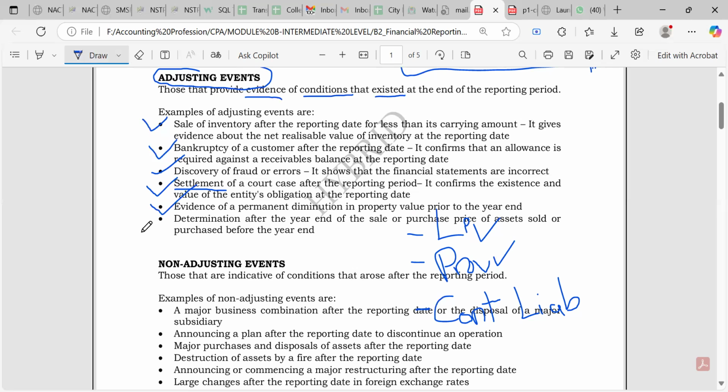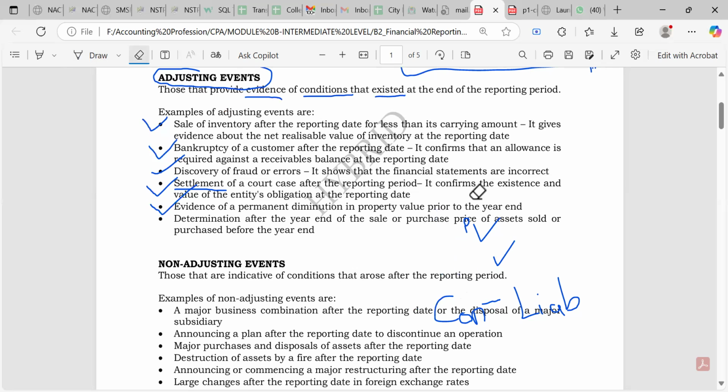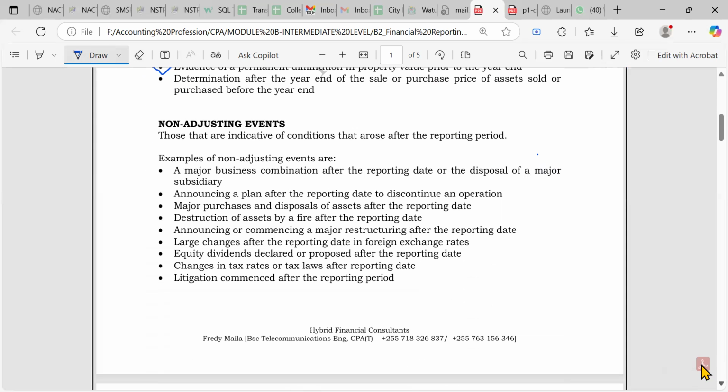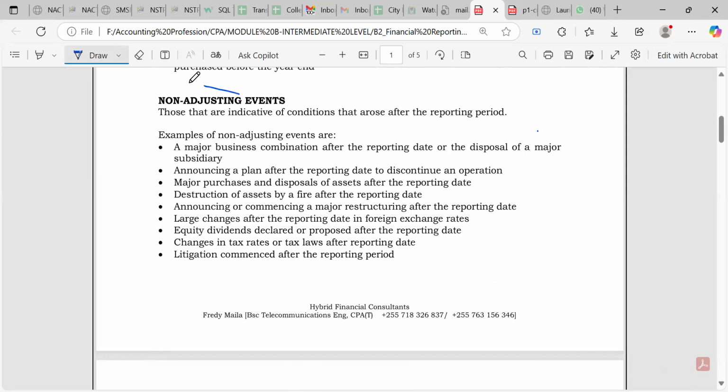And then in the other example here, we say determination after the year end of the sale or purchase price of assets sold or purchased before the year end. And this is just like inventory, it's just the same, right? It's like when we spoke of sale of inventory. You detect the actual price or the actual value of something after the year has ended, and nothing else has changed. There is no significant event that has happened after the year end to say that this was the reason. So you say that this was still present just before the year end. So it is an adjusting event. Then you have an unadjusting event.